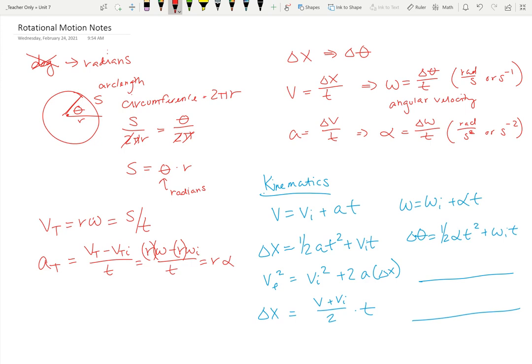Okay. As a side note, we also remember from our centripetal acceleration is Vt squared, tangential squared, over R, and we derived that in that unit. That's the same thing as R omega squared. So every once in a while that comes up as well. Okay, so that's our translation of kinematics.